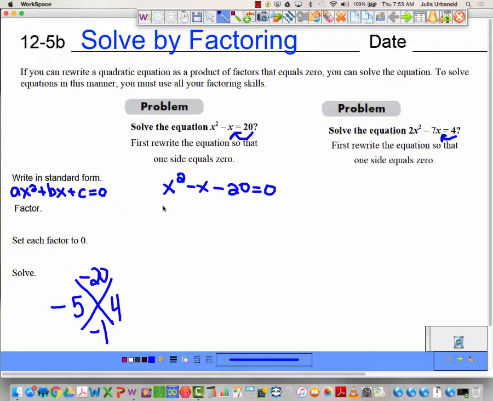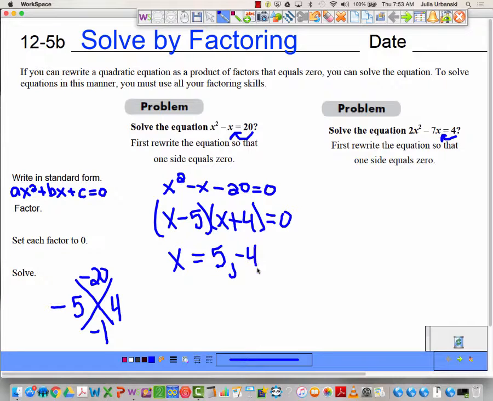The 5 is the negative. So it's going to be x minus 5, and it's going to be x plus 4. And together, that makes 0, which makes your answers x equals positive 5 and negative 4. Okay? Those are going to be the easiest ones when there's no number in front. When there is a number in front, it just takes one extra step doing the boxes.